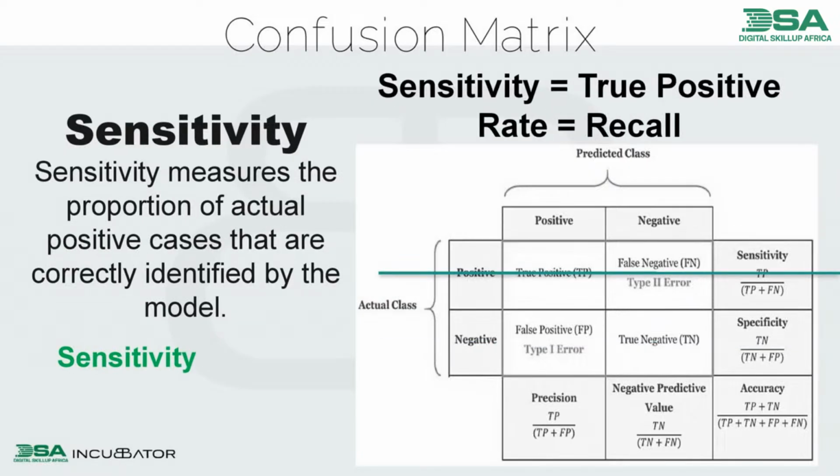So as I was saying, sensitivity measures the proportion of actual positive cases that are correctly identified by your model. It looks at your model after classification. You can see I put a line. It's measuring across this line, PP versus PN. You have your true positive divided by your true positive plus false negative. The outcome you get will let you know whether your model is sensitive enough to pick up positives.